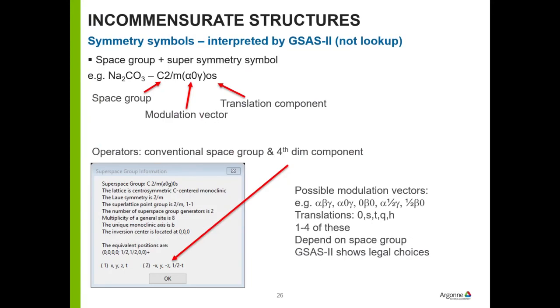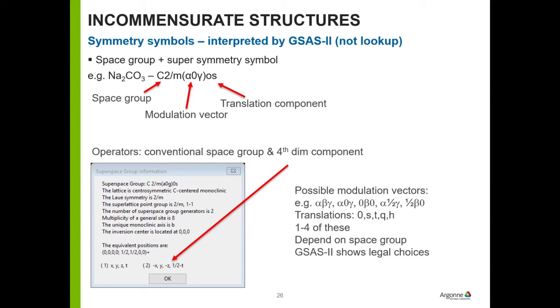And these things are described by a space group symbol, a superspace group symbol, which looks something like this, is that you have the space group part, you have the modulation vector, and then you have a translation component on the modulation. So there's like three sets of stuff. And GSAS II interprets that symbol, it's not a lookup, which means that you can use non-standard descriptions for it. And then it will tell you then what the superspace group operations are. And you notice there's actually x, y, z, and there's an extra thing called t or tau.